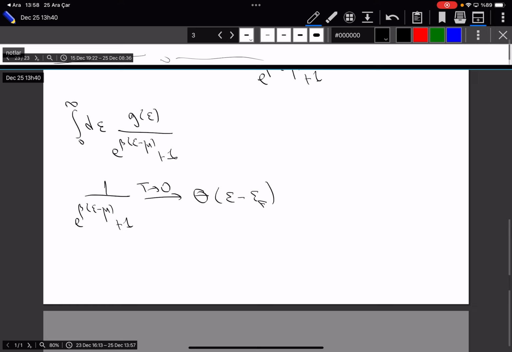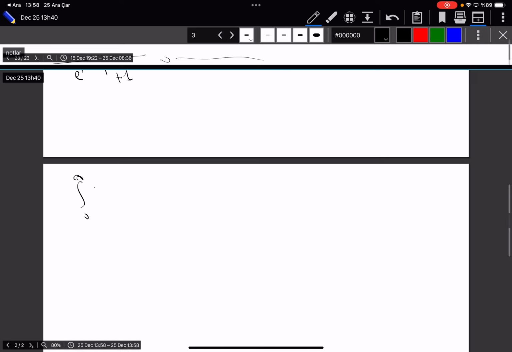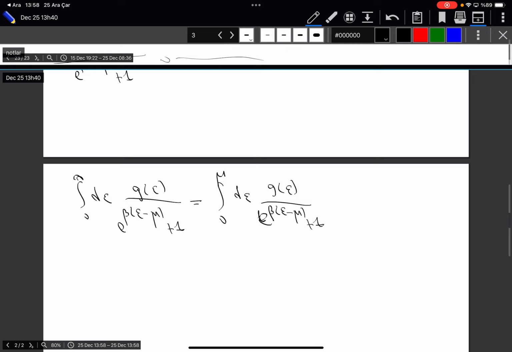So let's separate this contribution. We have this integral. There is a contribution from the step function to this one. If there was actually the step function, the integral wouldn't go to infinity, it would just go up to mu. It's still not the step function though. Plus there is the rest.